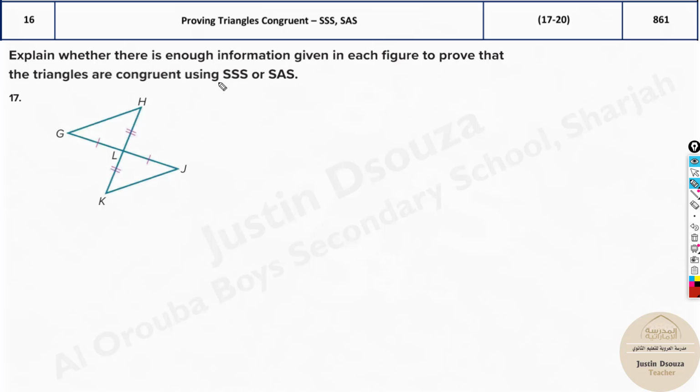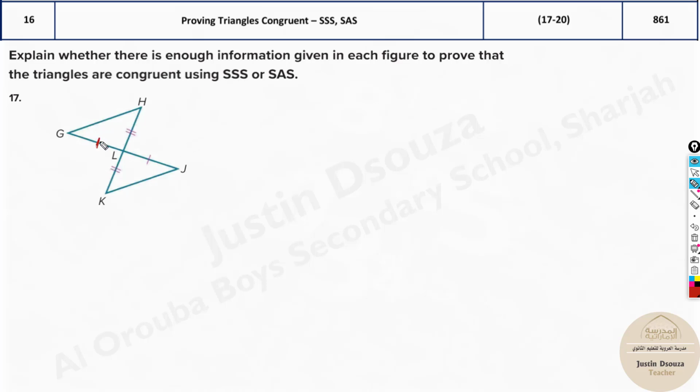I'm sure you know what SSS and SAS are. SSS means all three sides are congruent to each other, whereas SAS means there's a side, then an included angle, that is the angle in between them, and another side. So SAS. That's what it means. Now let's look into the figure.